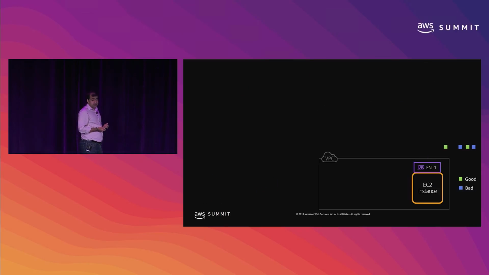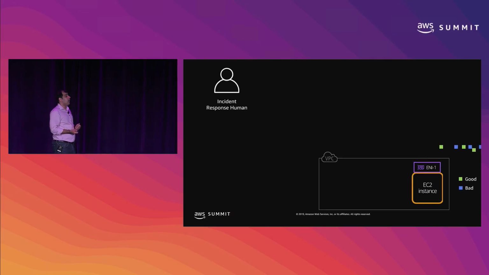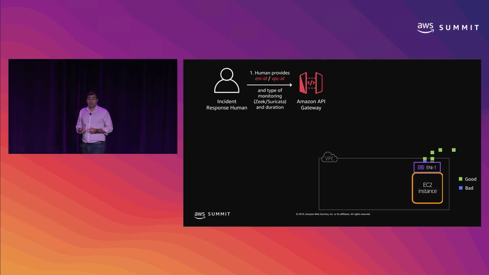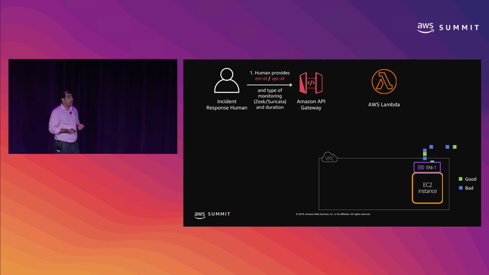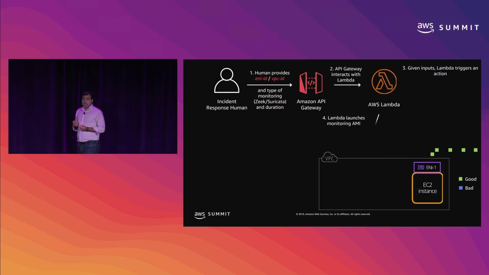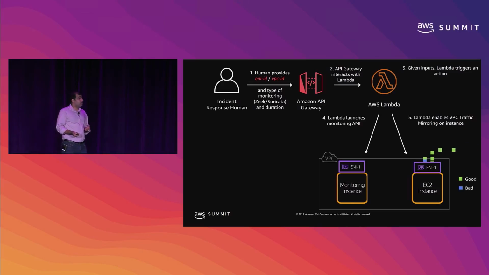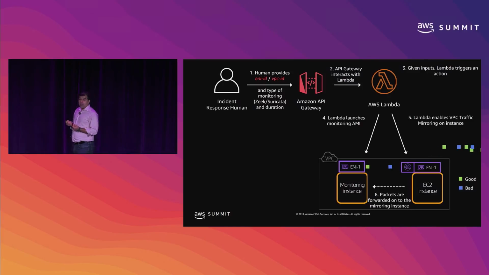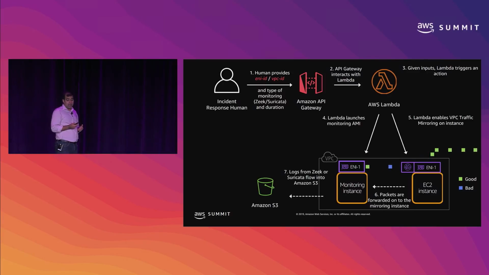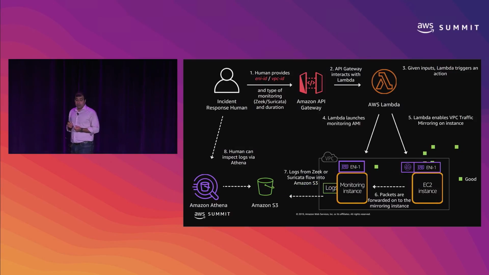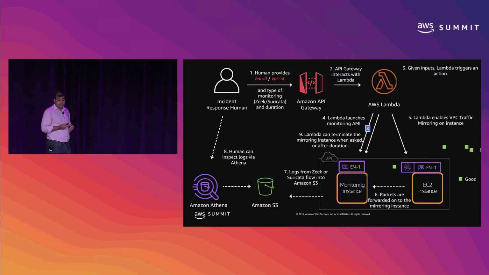The second thing is a pretty similar thing that our customer is using. Instead of GuardDuty, there's a human that generates a request for incident response. The request goes through API Gateway, and then the rest of the stuff is exactly the same. Lambda script comes in, monitoring appliance gets deployed, traffic mirroring gets enabled, and then you start getting the mirrored packets. And then obviously the logs can be sent to S3, and some human can actually read the logs.